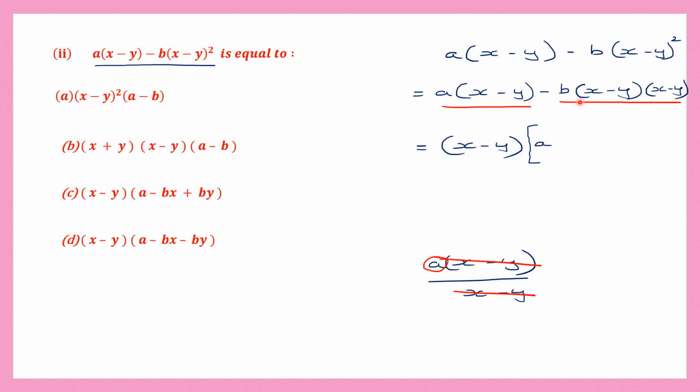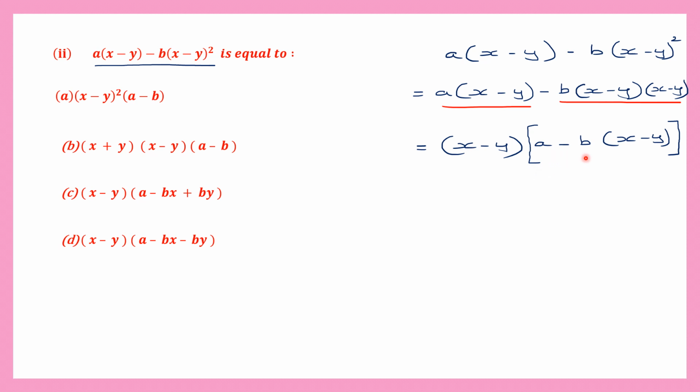Now let me go to the next part. So here there are two x minus y. In that, one is already outside. So inside I have to have only one. So that means I will write minus b into x minus y, because there's only one x minus y I'm writing, because one x minus y is already outside. So out of the two, one is out here.